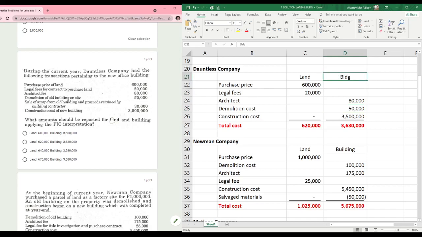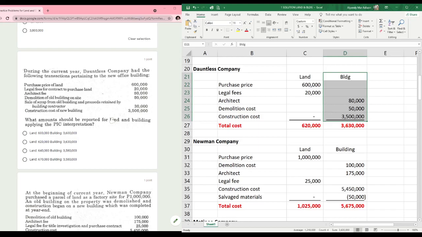Next, we have sale of scrap from old building and the proceeds retained by the building contractor. Now, take note that in this case the proceeds were retained by the building contractor. So, we did not receive anything from it. Therefore, we should not deduct it anymore. Okay? No deduction anymore because we did not receive it anyway. It was retained by the building contractor.